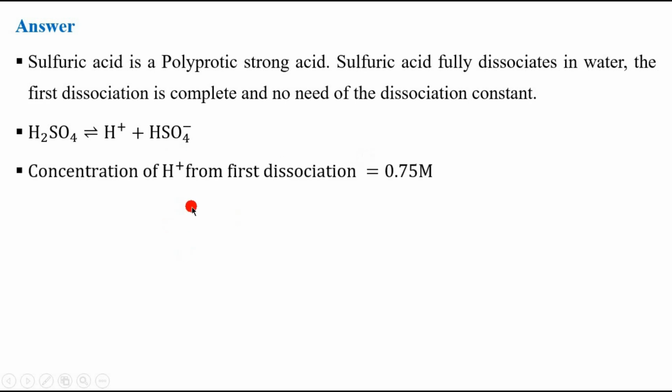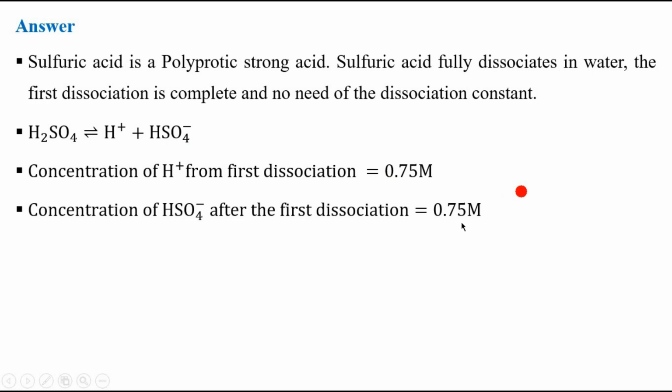So the concentration of H plus will be equal to 0.75 molar. That means the concentration of H plus will be equal to the concentration of the acid, and also equal to the concentration of HSO4 minus. So the concentration of HSO4 minus is also 0.75 molar.